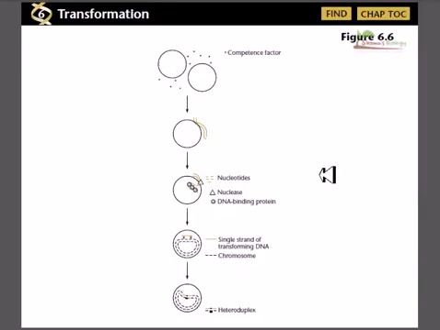Hello friends, in this video I'm going to talk about the basic process of transformation. Now what is transformation? Transformation is the way or the process of transferring the genetic element from one bacterial cell to another bacterial cell. In this case, one bacterial cell produces those DNA segments and releases them into the outer environment, and other cells take them up from the outer environment.